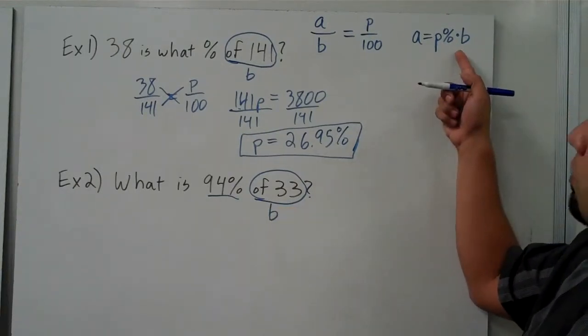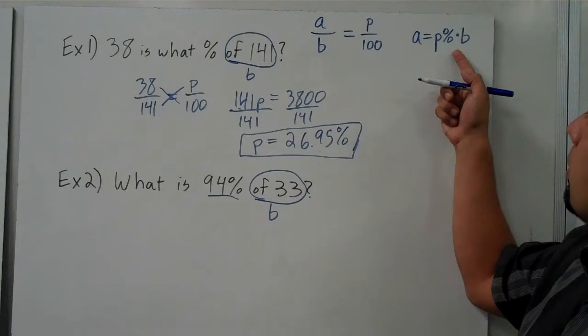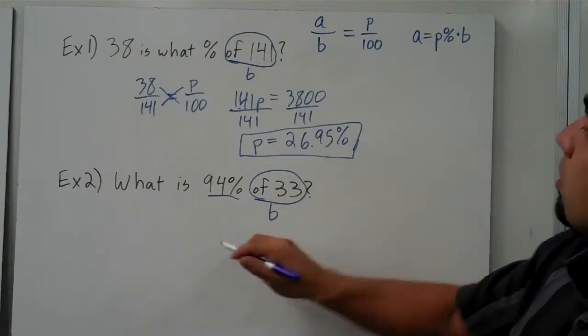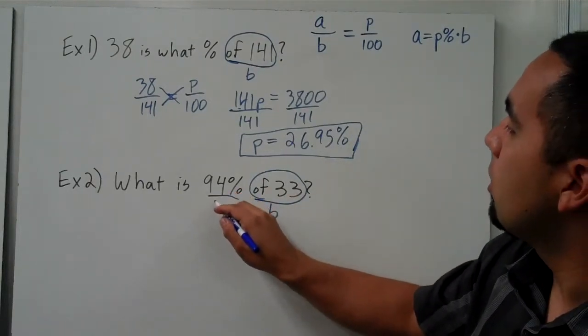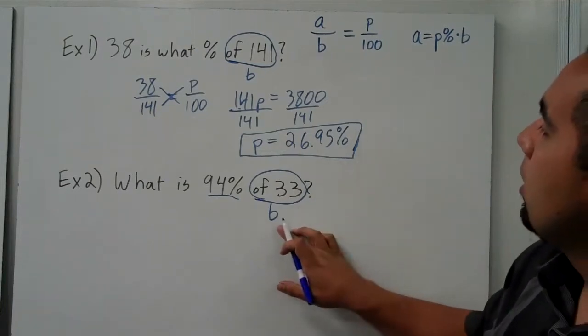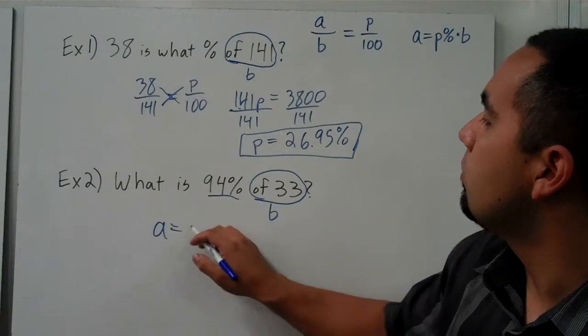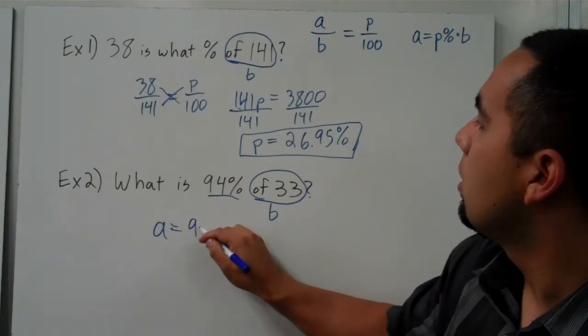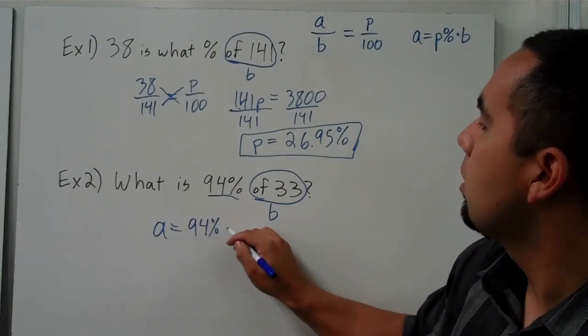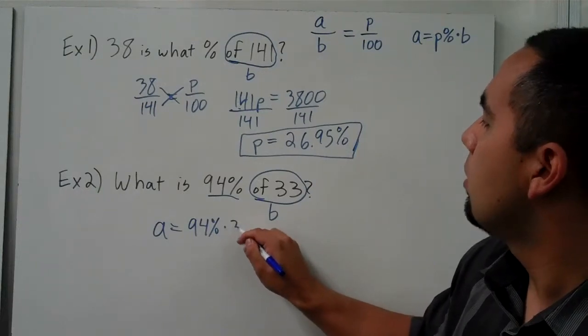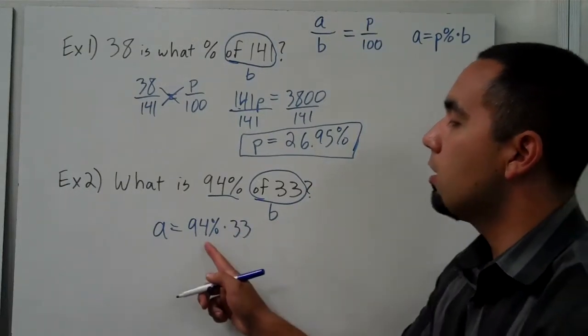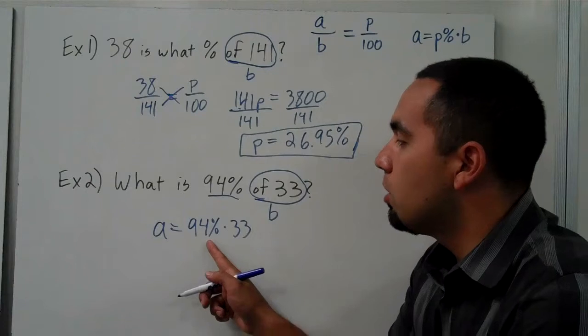So instead, I'm going to use this formula. We have the percentage, that's right here. This is our percentage, 94%, and we have our B, which is 33. So I know that A is what I'm trying to solve for. A is 94% times 33.